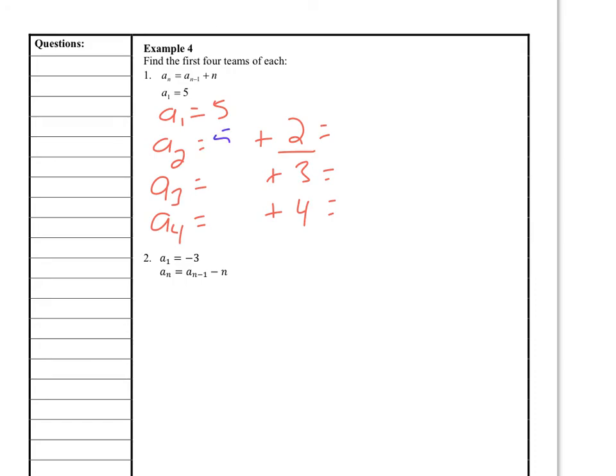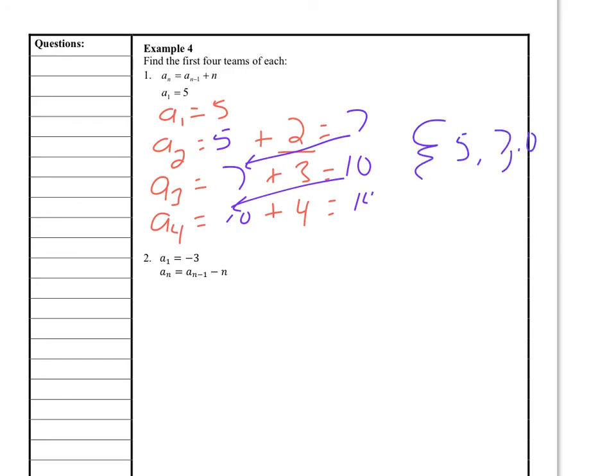So we're going to have 5 plus 2, which gives us 7. Now we take 7, previous term, plug it in. 7 plus 3 gives us 10. Take the 10, plug it in. 10 plus 4 gives us 14. And we now have 5, 7, 10.